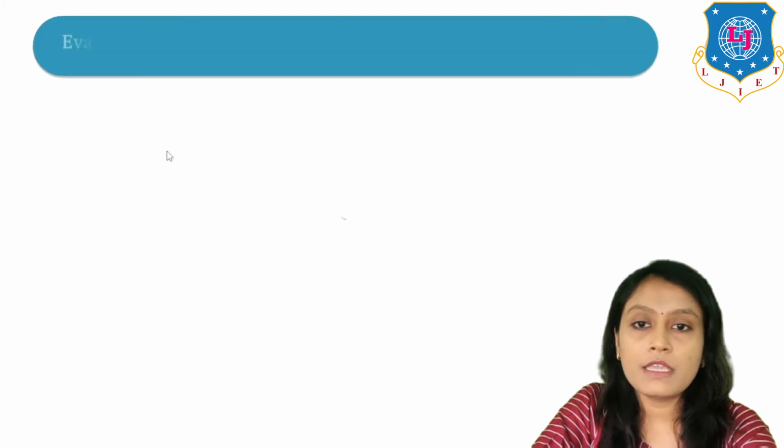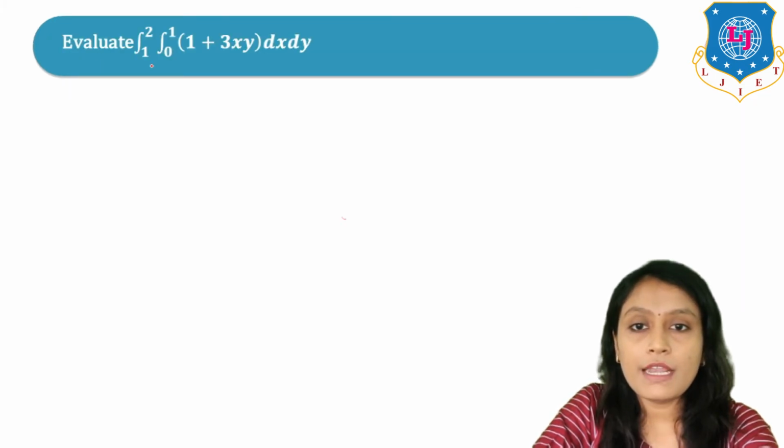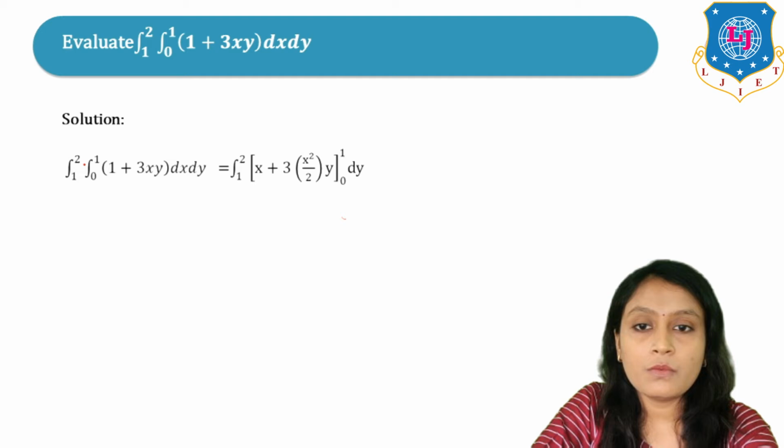Okay, now let's begin with the example. Evaluate double integration 1 to 2, 0 to 1, 1 plus 3xy dx dy. Now let's begin with the solution. Integration 1 to 2, 0 to 1, 1 plus 3xy dx dy. Firstly we will integrate this with respect to x, keeping y constant. Here the integration 1 to 2 will remain as it is, this dy will remain as it is. And now we will integrate this with respect to x.